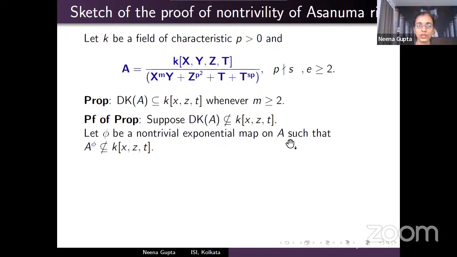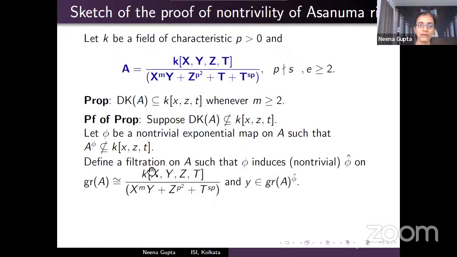a non-trivial exponential map for which the ring of invariants A^phi is not contained in this subring, and hence you can define a filtration on the ring A such that phi induces a non-trivial exponential map phi-hat on the associated graded ring gr(A), which is of this form.